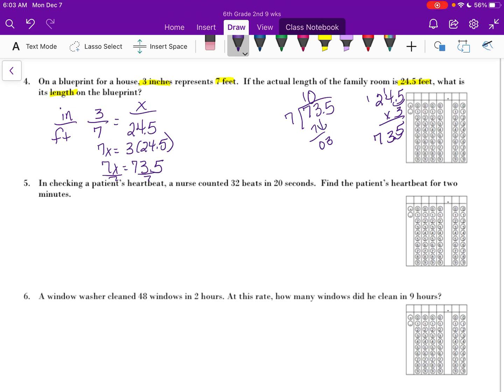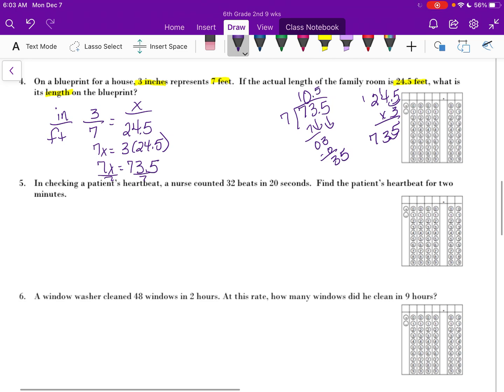Brought down the 3. So 7 goes into 3 0 times. And then 7 goes into 35 5 times. Don't forget to bring up your decimal. So x is going to equal 10.5, what? We figured out x is inches. All right, again, make sure that you are putting everything in the right place value. So the 5 is in the tenths place, then 0 is in the ones, and 1 is in the tens.